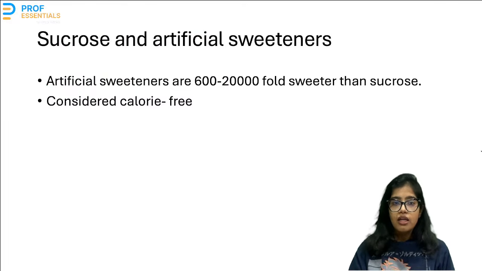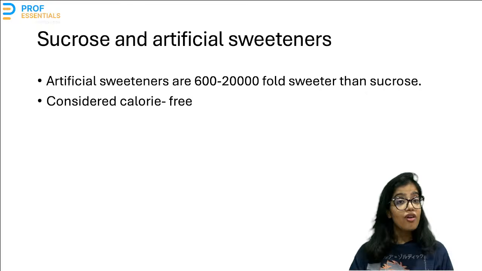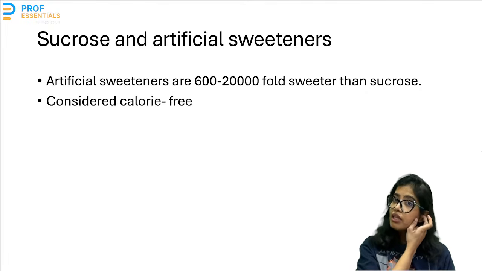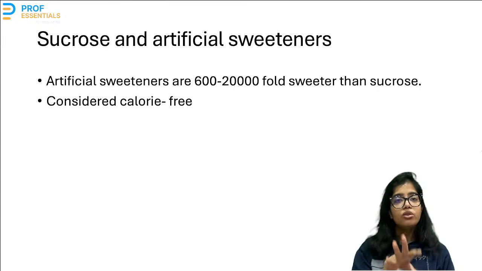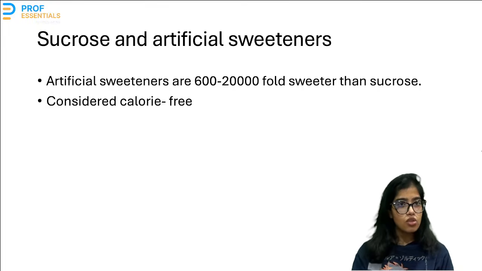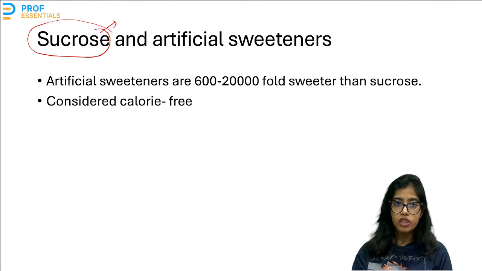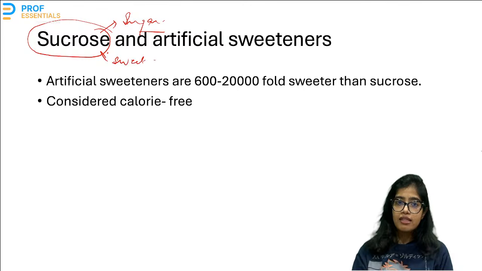Okay. Next, you must have heard of artificial sweeteners, right? Artificial sweeteners are nothing but they try to replace sucrose in the diet. Now, sucrose, as you know, is the table sugar I've already mentioned. It is a disaccharide. It is sweet in nature, and it contains calories.